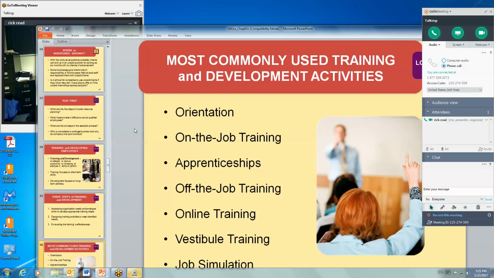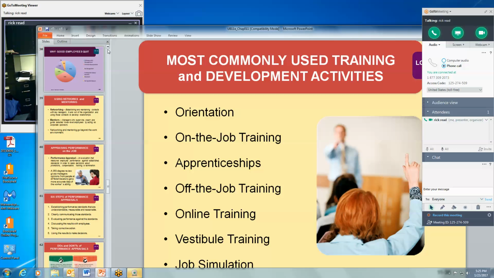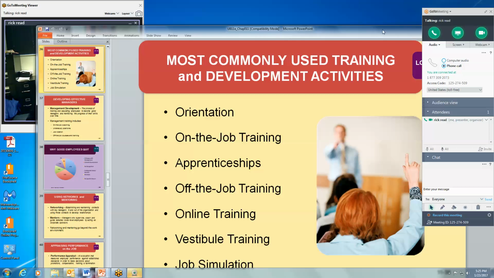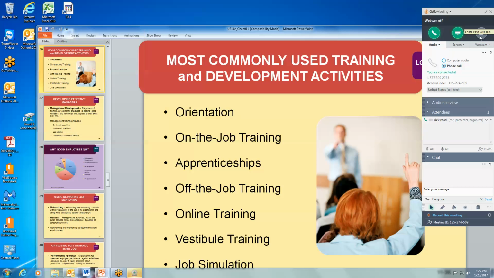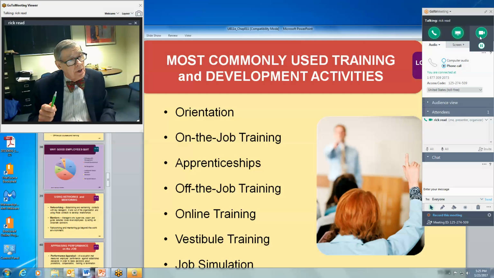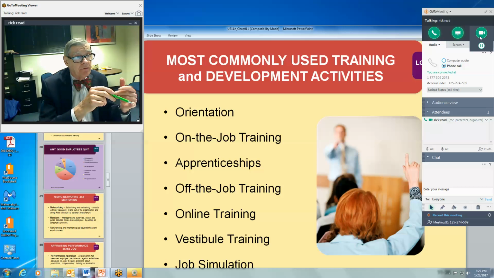These are the most commonly used training and development programs. I'm not going to go through this with you. On-the-job training is certainly one of the most important, but orientation is something we do all the time. And we have to think about orientation in this manner. We have to orientate the person to the organization, and then we have to orientate the person to his specific job and the department in which he or she works. If we fail to do either one of those, we're going to have an employee walking out the door.